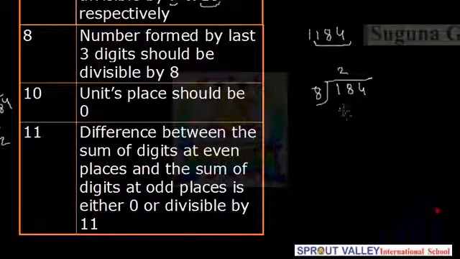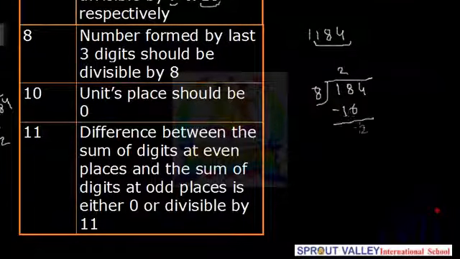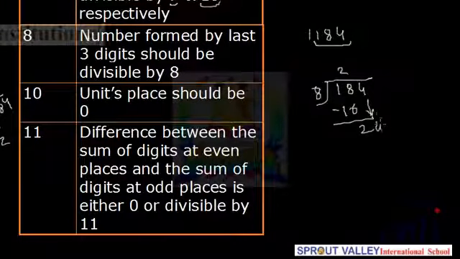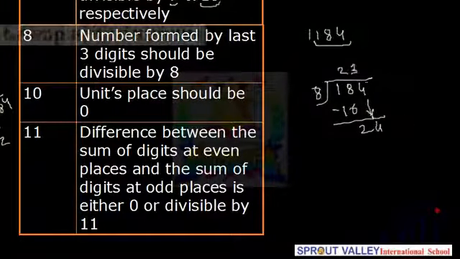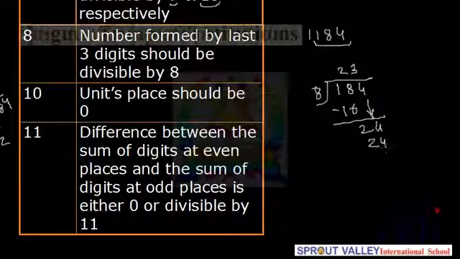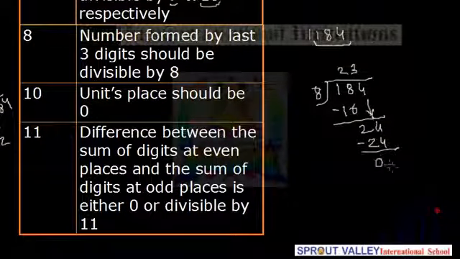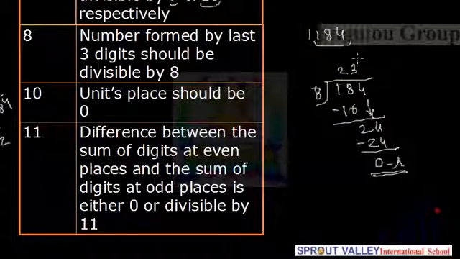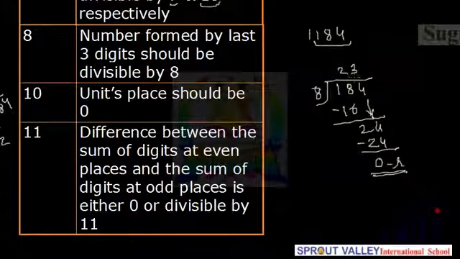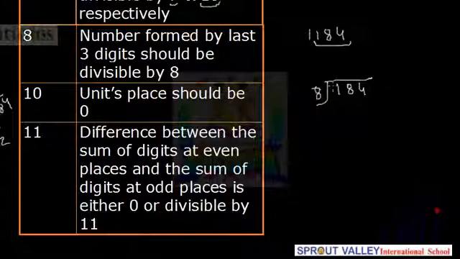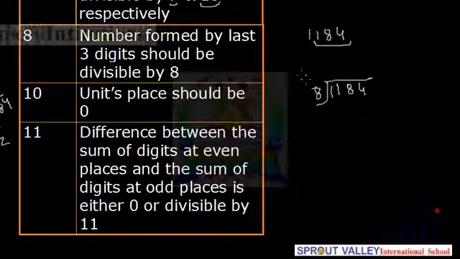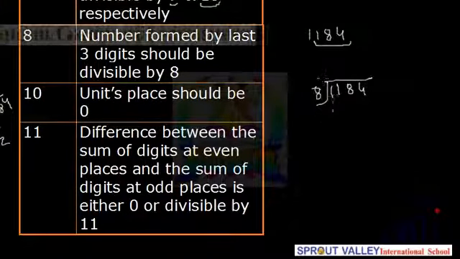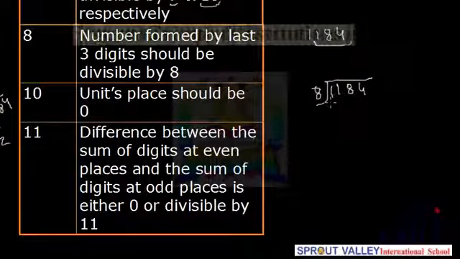So 8 twos are 16, 2, if I note this 4 down, it becomes 24, 8 threes are 24, giving remainder as 0, right? So this suggests that this number should be divisible by 8, right? So if I put 1 over here, it becomes the original number, right? And it should be divisible by 8.